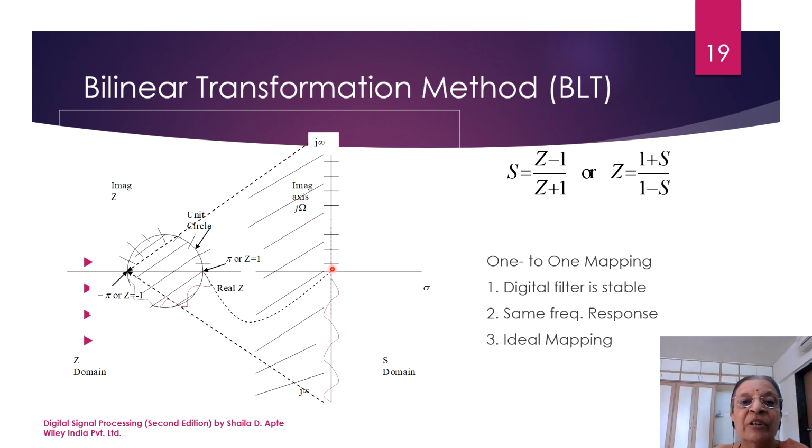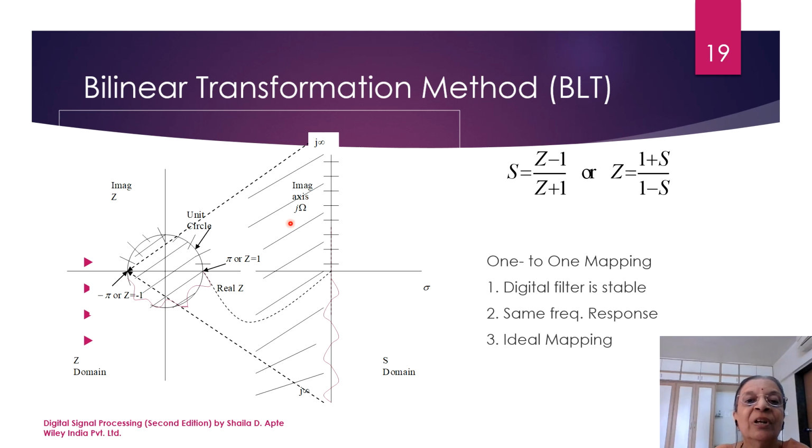And this area between 0 to j omega maps onto the unit circle in the z domain, half the circle, z is equal to 1 to z is equal to minus 1. And this area on the imaginary axis maps again to z is equal to 1 to z is equal to minus 1, this half circle. So this entire j omega axis maps onto the entire unit circle in the z domain.